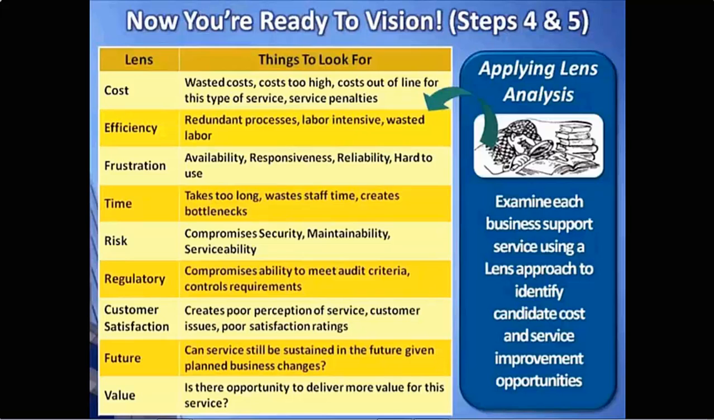Now we're ready to jump into our vision step of our implementation approach. At this point, all the previous steps we took simply identified services, costs, unit costs, and demand. So here we can now look at that information and start to put a lens on it. If we put a cost lens on, we might look for things like wasted costs, the costs that are too high or out of line for the type of service being provided.